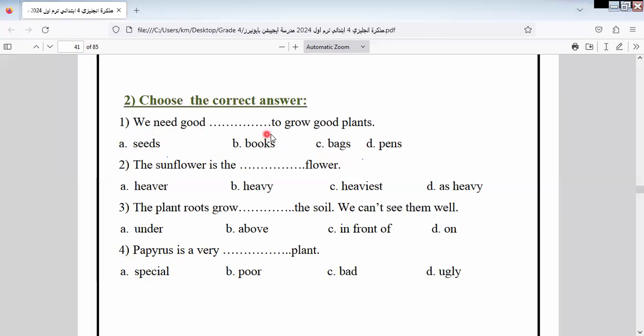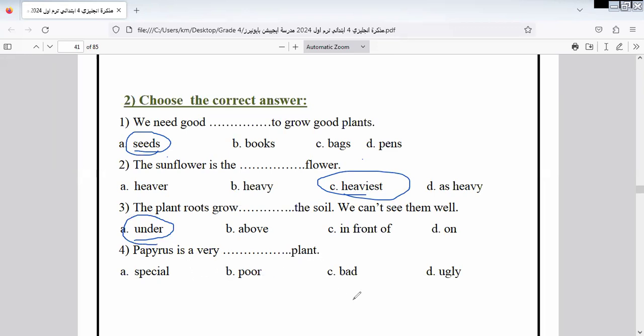We need good space to grow plants. To grow plants, we know what we need. Good seeds. The sunflower is the space flower. Is the heaviest. This one. The plant roots grow under the soil. We can't see them well. They grow under the soil. Under the soil.